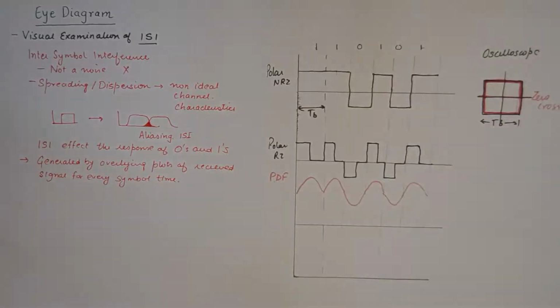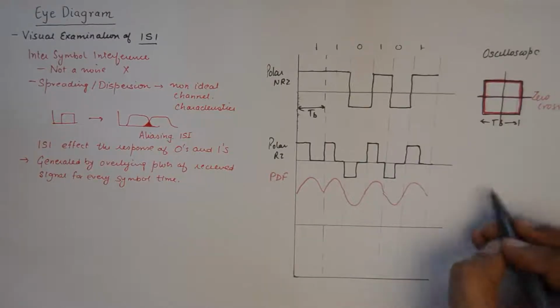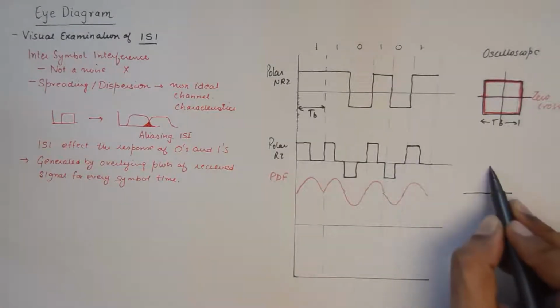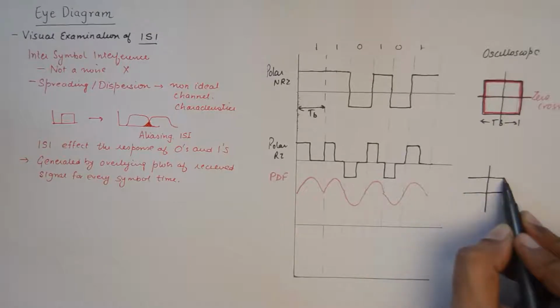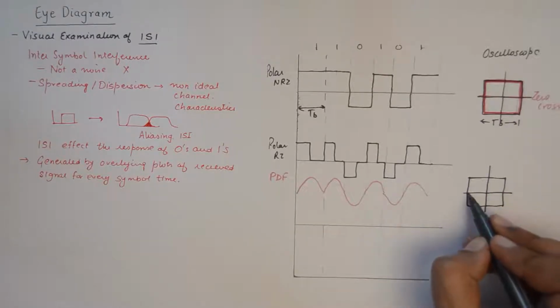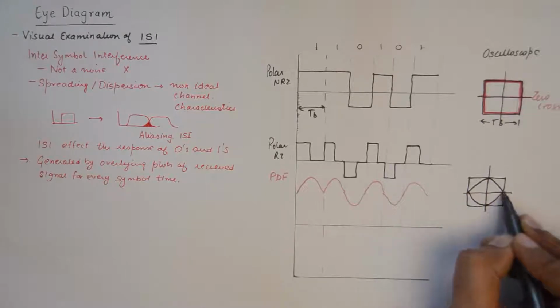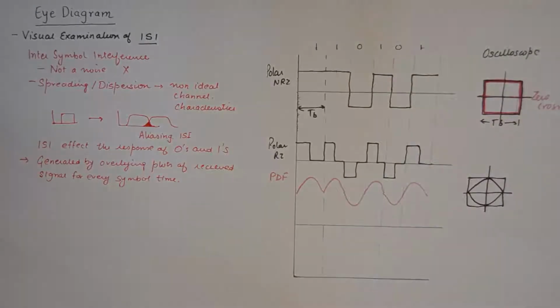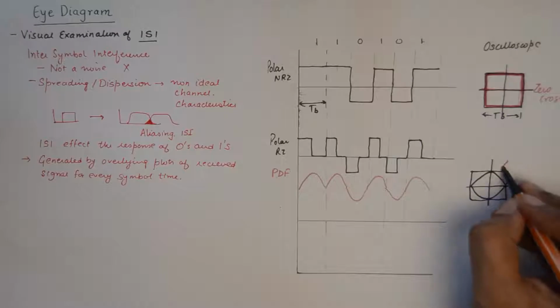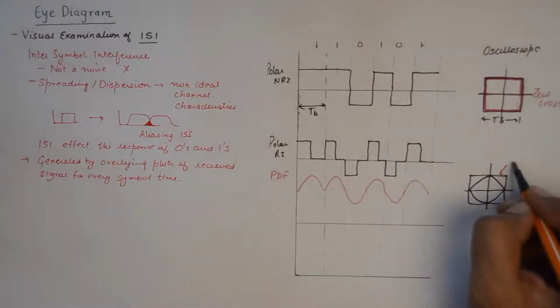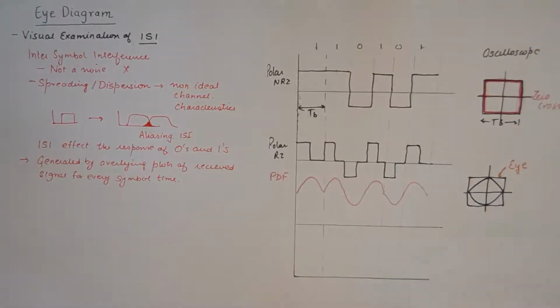And if we plot the eye diagram for such wave shapes, which is still an ideal case, for 1 it will be plotted like this, and for 0 it will be plotted like this, but it will represent an eye. It is a representative of an eye, and that is why it is known as an eye diagram.